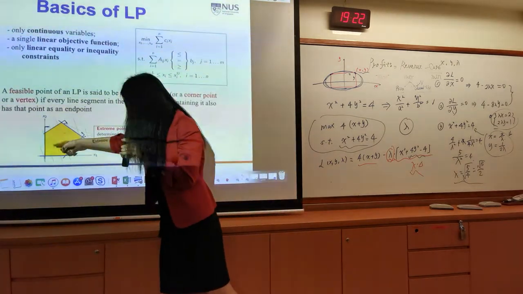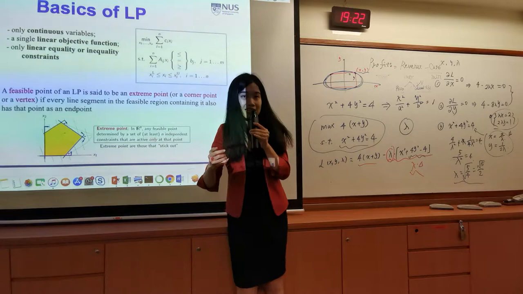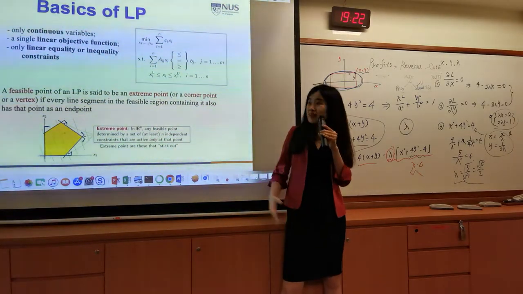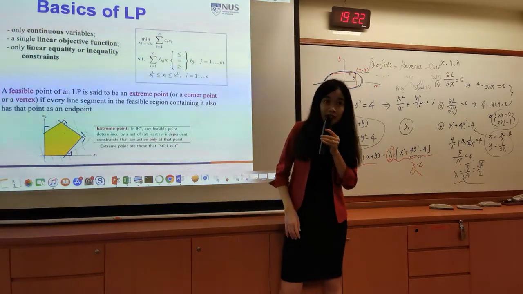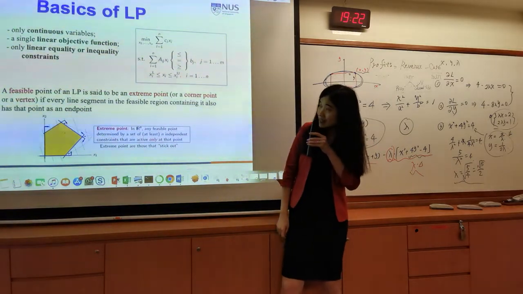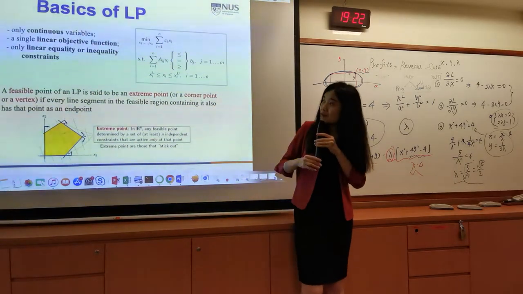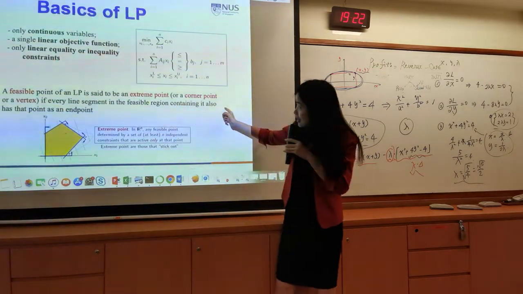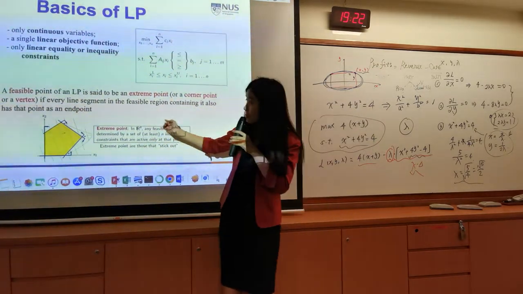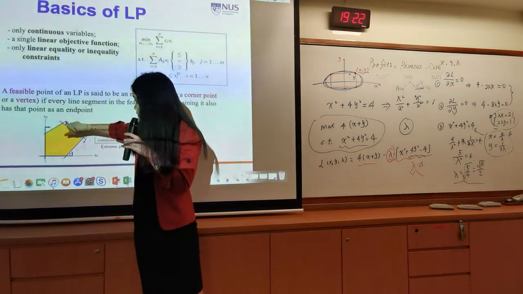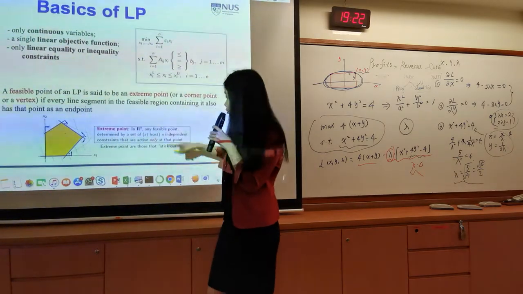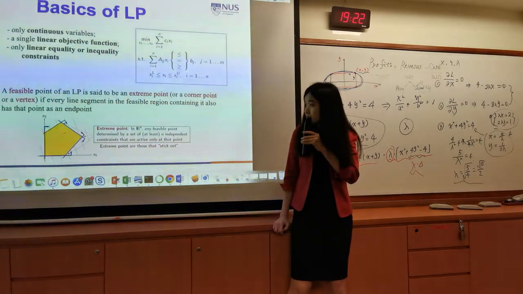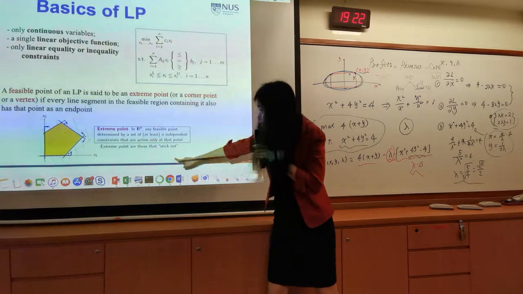If you just draw it and compute the extreme points, you're able to get some direct sense of the value. But in the larger problem, you have millions of dimensions. How do you tell some points are important? That is the definition: if every line in the feasible region which contains this point always has this point as an end point, then these points will be our extreme points. So this is very important. These are the points that stick out.